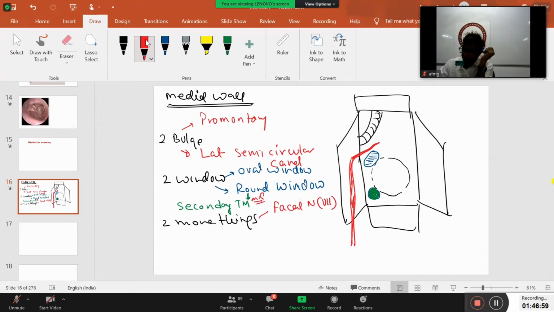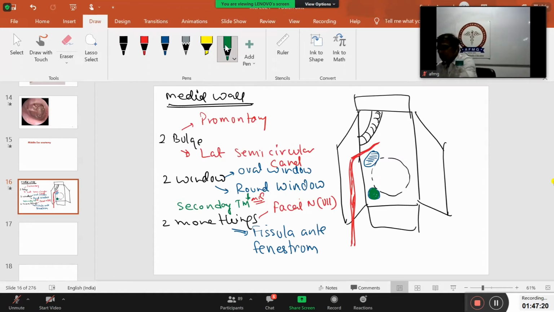But what is the second important thing on the medial wall? A fistula called fistula antefenestrum. This is the other thing you have to know, something called fistula antefenestrum. Where exactly is the fistula antefenestrum? Can you see the oval window? Upper window? Just in front of it. Here. This is your fistula antefenestrum. Right?